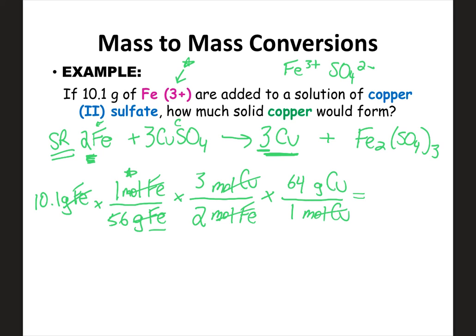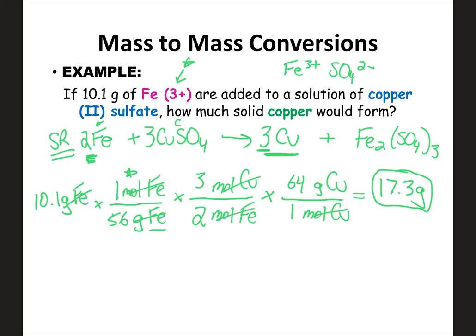Remember, do your math correctly. You're multiplying across the top, getting a number, multiplying across the bottom, getting a number, then you divide the 2 numbers. If you're really good with parentheses, you can do that in one swoop. You still need to watch your sig figs. We started with 10.1, which is 3 sig figs, so our answer needs 3 sig figs. When you plug and chug this correctly, you should come out with 17.3 grams. 3 sig figs and grams are your units here. Watch your sig figs, watch your units.